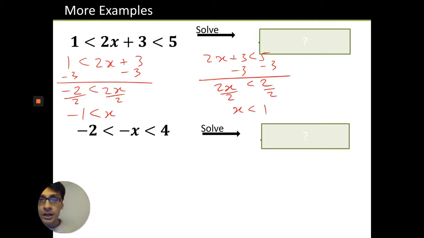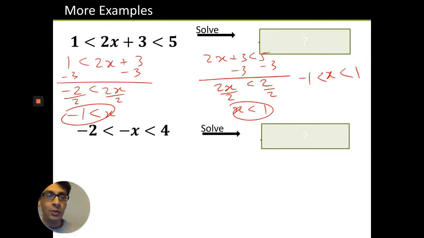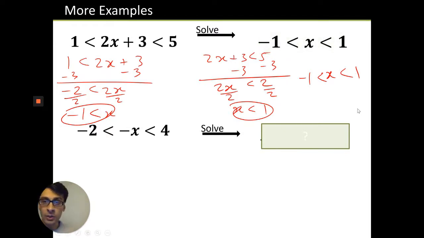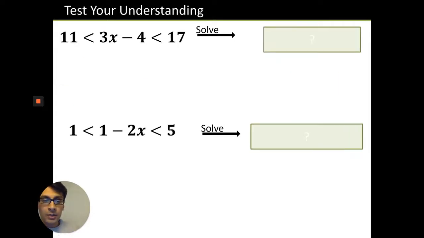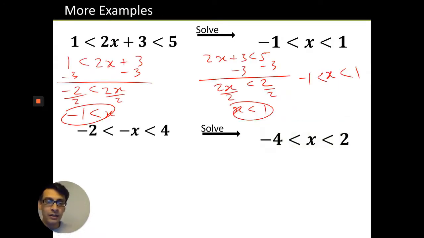Put this in a compound inequality. You put x in the middle, you put your smallest number on the left, so that's negative 1, your biggest number on the right, which is 1, and then just make sure everything's in order. So this is going to be x is greater than negative 1, and x is less than 1. So that's our answer for the first one. Hopefully you've got that one. For question 2, this is going to be your answer, and I'll show you the working out in a second. So it should be negative 4 is less than x, and x is less than 2. If you got that correct, you can skip ahead. If you didn't, I'm going to explain it to you.